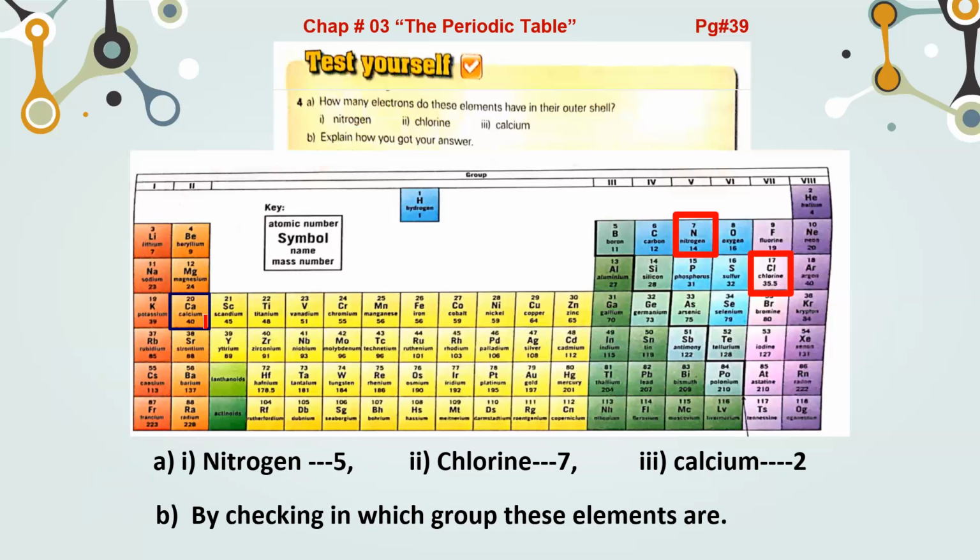The second question is: explain how you got your answer. So by checking in which group these elements are. This is the answer of the next part of this question.